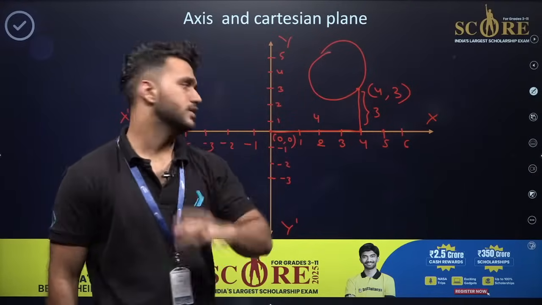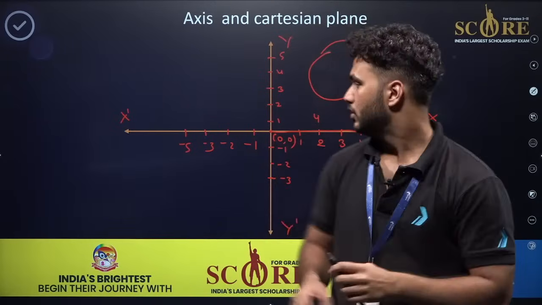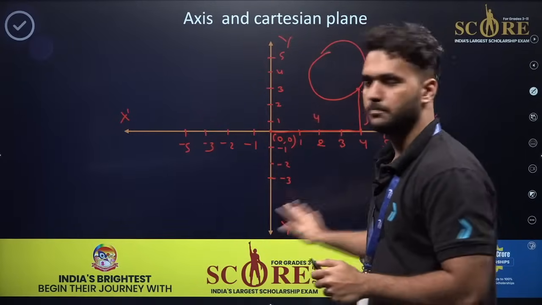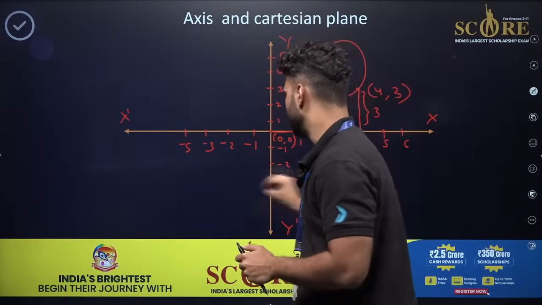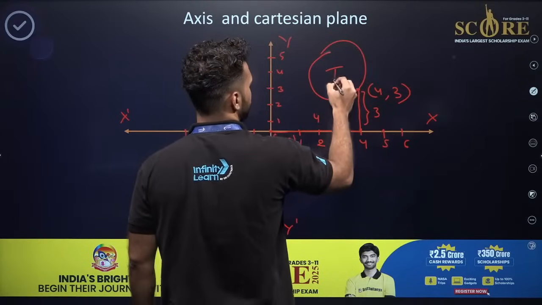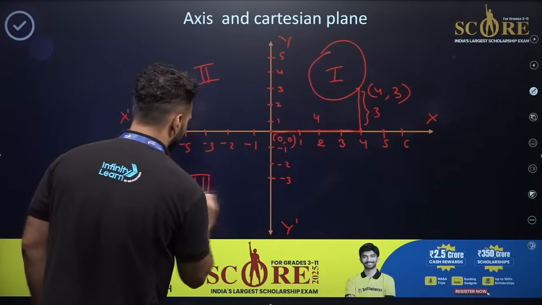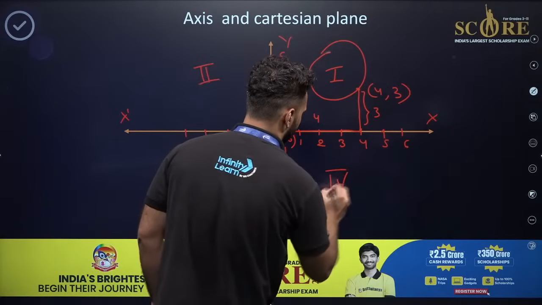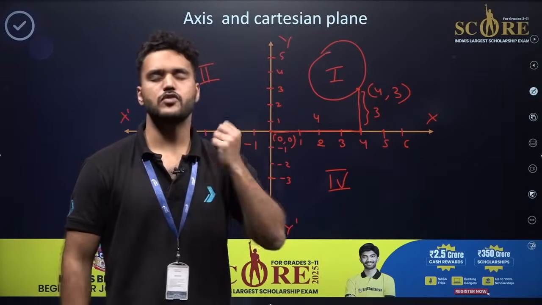Okay, now next part, this part is known as a quadrant. Sir, what is a quadrant? See, can you see that the x-axis and y-axis divide this whole board into 4 parts, 1, 2, 3, 4, and these 4 parts are known as quadrants, and we call them first quadrant, second quadrant, third quadrant, and fourth quadrant. Now in the first quadrant, what do you get? You get positive x value and positive y value.